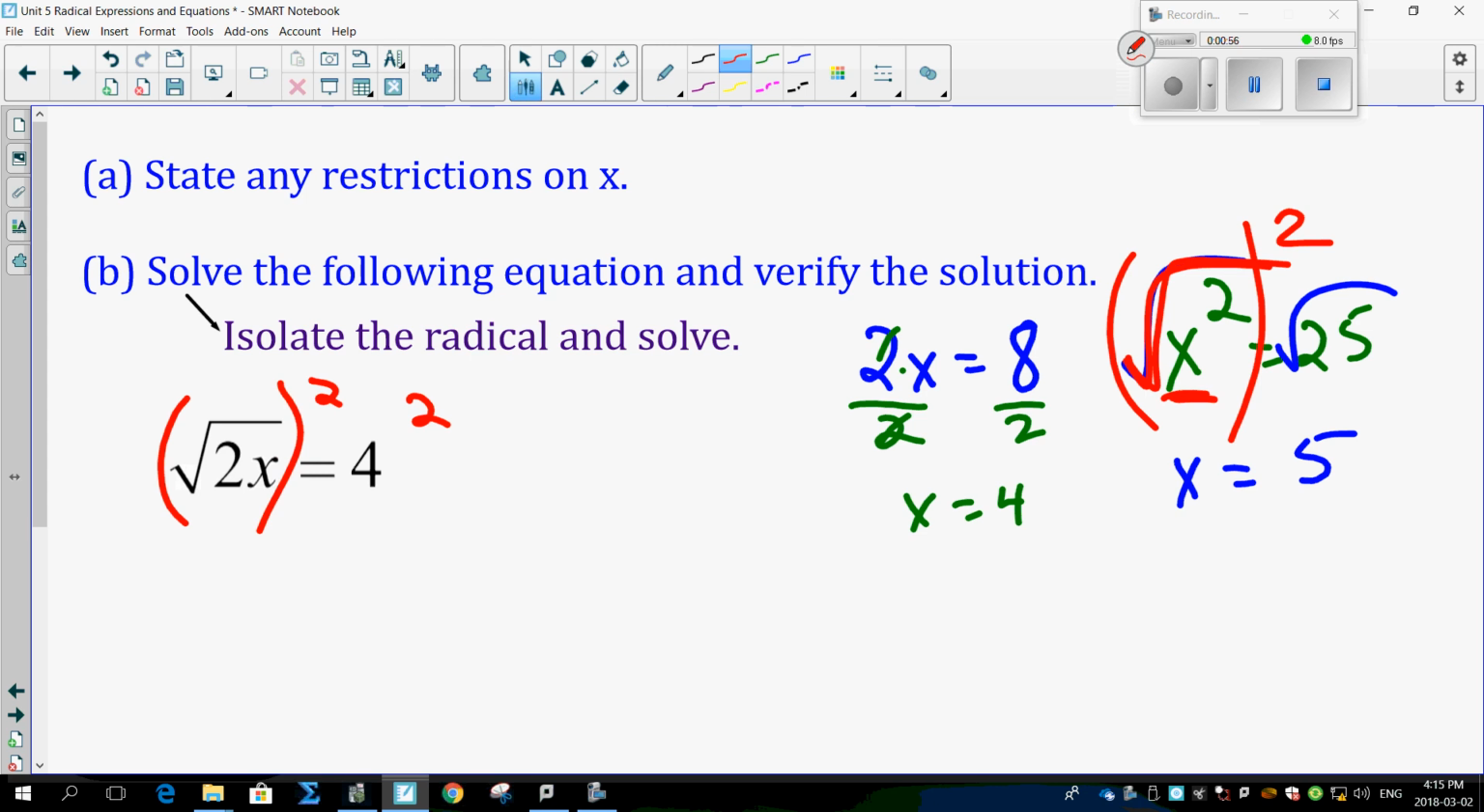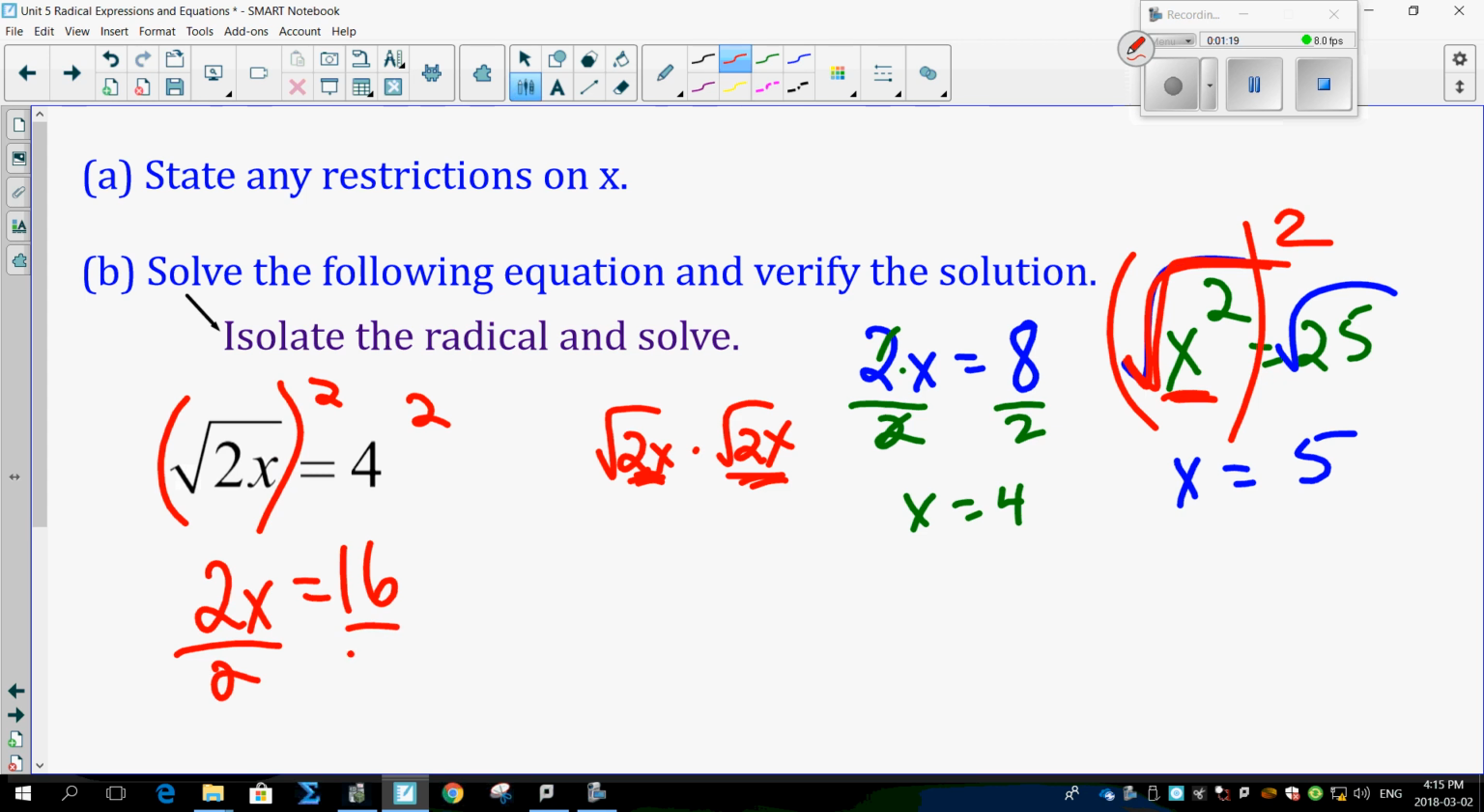This is the square of root 2x. So if you think about it, this is the same as saying root 2x times root 2x. Wait a second, I've seen this before. I know what to do. A root times a root gives you 2x times 2x, that's just plain old 2x. Look at that. The square gets rid of the root. This is 2x now equals 16. We can easily solve this. Divide by 2, divide by 2. Guess what? x equals 8.